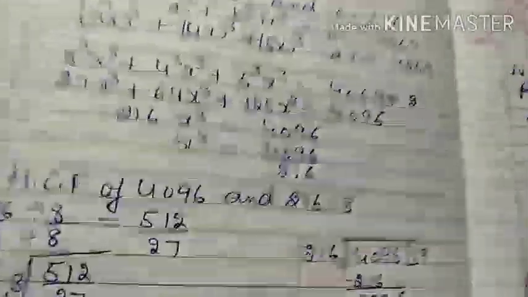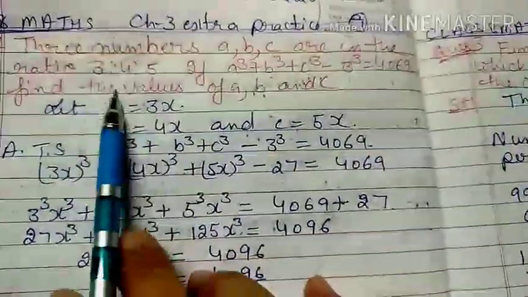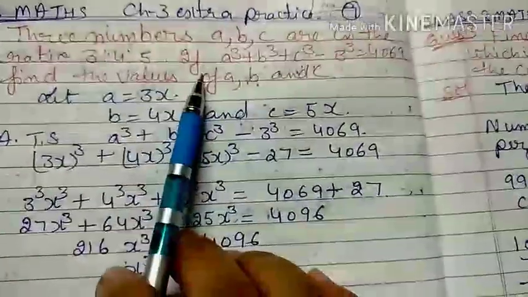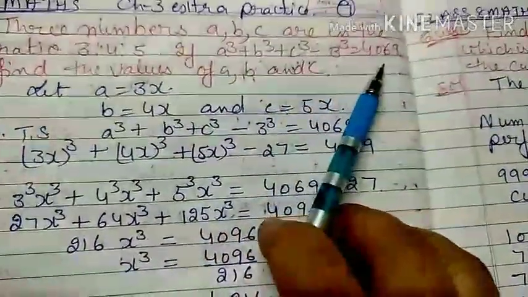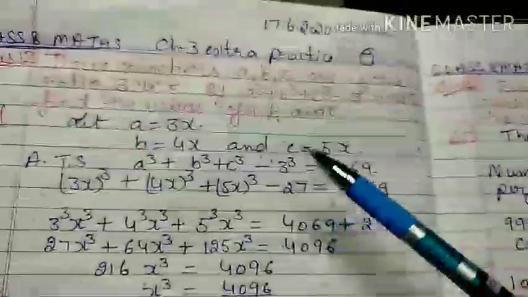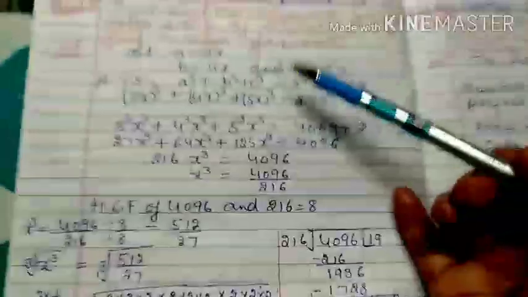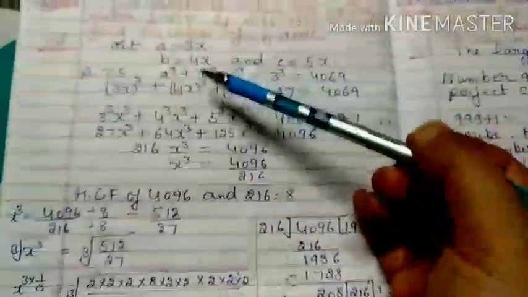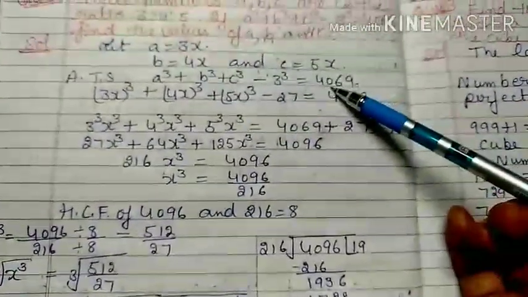Next, my 12th question. Three numbers A, B, C are in the ratio 3:4:5. If A cube plus B cube plus C cube minus 3 cube is equal to 4069, find the values of A, B and C. So if the ratio of A, B, C is given as 3:4:5, I consider A equal to 3x, B equal to 4x and C equal to 5x.